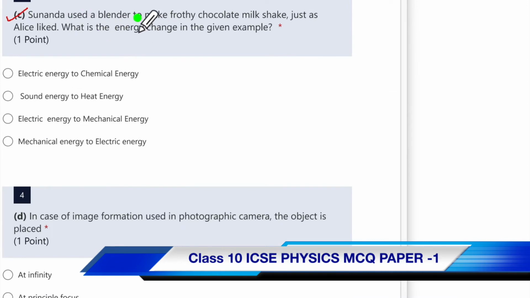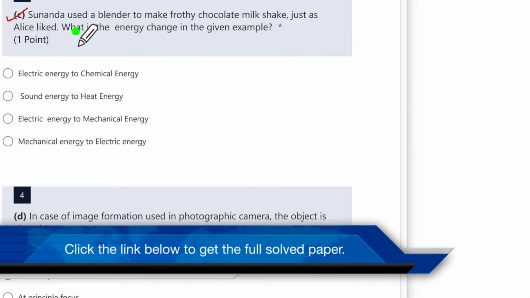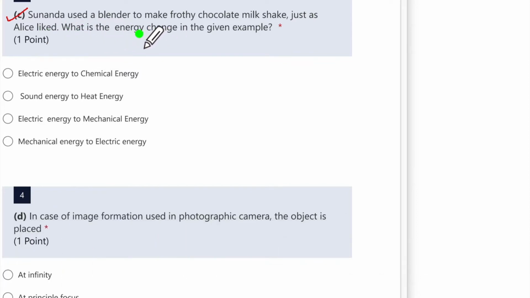C. Sunanda used a blender to make frothy chocolate milkshake just as Alice liked. What is the energy change in the given example? Now, energy change, we are using a blender. So obviously you are going to use the electrical energy. So we have these two options. Second and fourth option will be wrong, and it will not be chemical energy from electrical energy. So that first one also is wrong. And now it will be the third one, which is electrical energy into mechanical energy, because it is going to rotate, right?